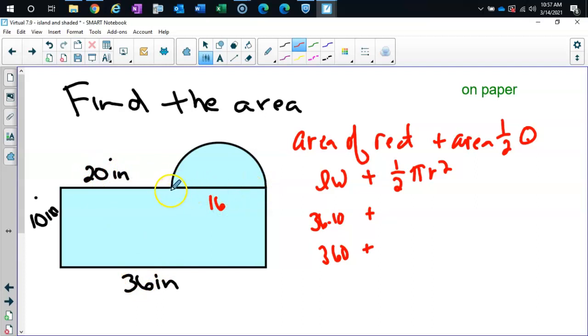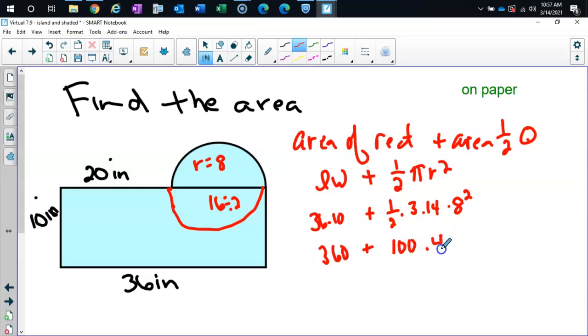But pay attention, if I extended this circle, isn't that the diameter? So the radius of this circle is 8, because I divide this by 2. So our formula is going to be 1/2 times 3.14 times 8 squared, which is 100.48. Now, I need to add these together. I'm not subtracting because these two things are separate, so I'm adding. So our total area for this shaded region is 460.48 square inches.